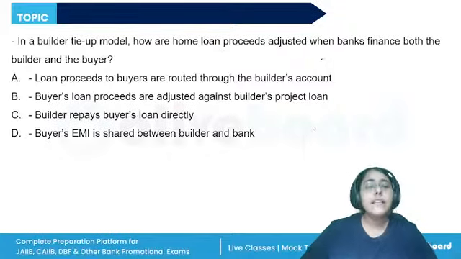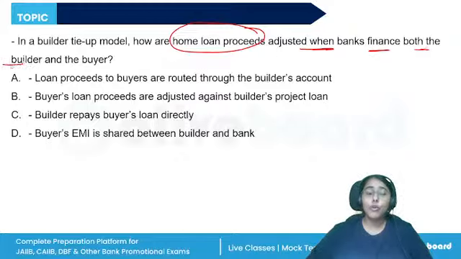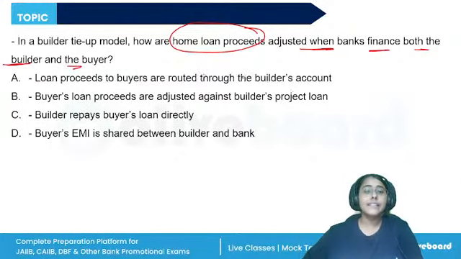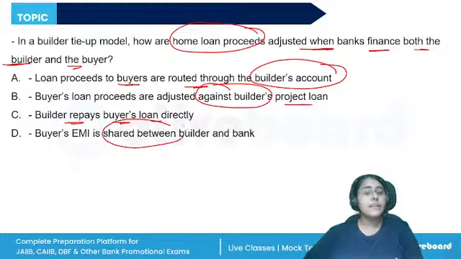In a builder tie-up model, how are the home loan proceeds adjusted when the banks finance both the builder and the buyer? The loan proceeds to the buyers are routed through the builder's account. The buyer's loan proceeds are adjusted against the builder's project loan. Builder repays the buyer's loan directly. The builder's EMI is shared between the builder and the bank.